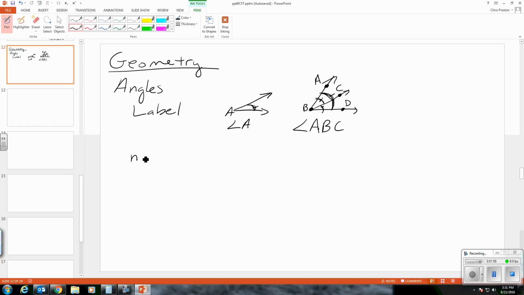Another notation thing you might run into, you might see something like this with a little m angle A, and what that's saying is measure of angle A. How big is angle A? How many degrees is it?